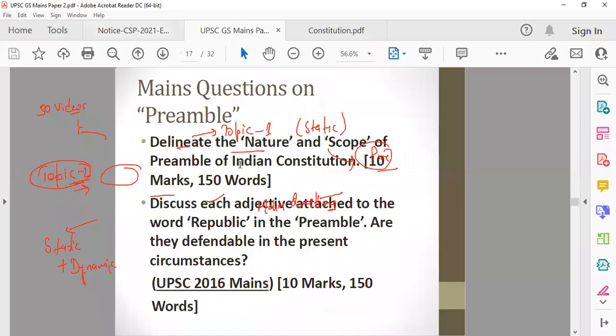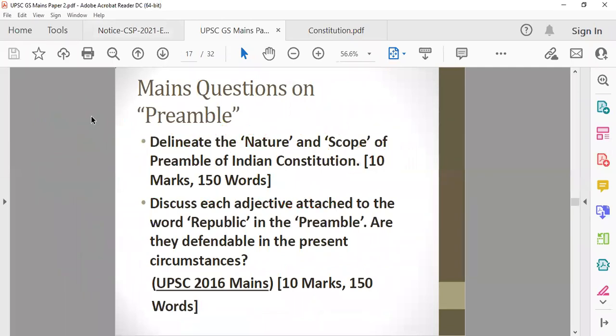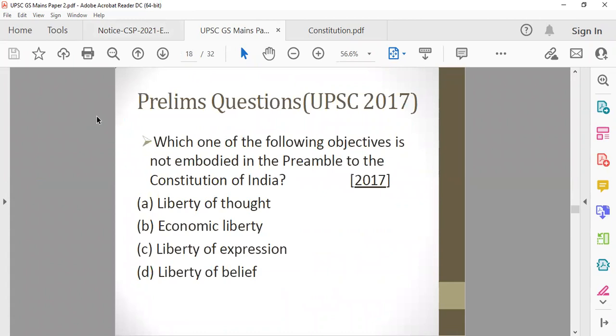As we were talking in the previous lecture about mains questions on preamble, I told you that we'll do the prelims questions in the next class. So let's do this. And let's not do only prelims questions on preamble. Let's do prelims questions on other areas as well, which are there in Topic 1.